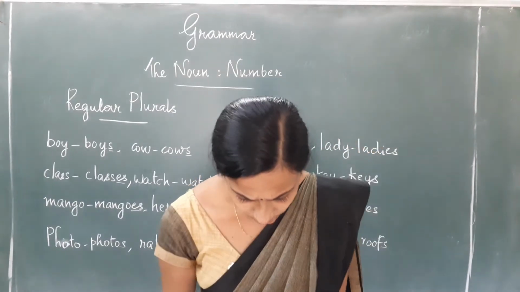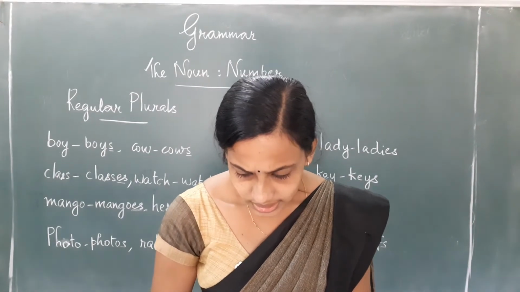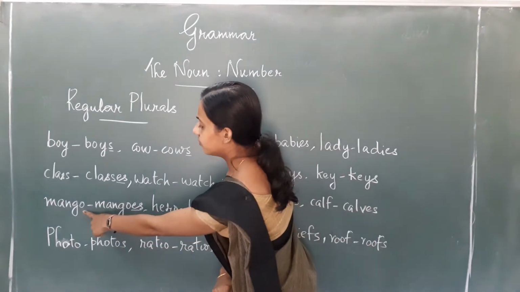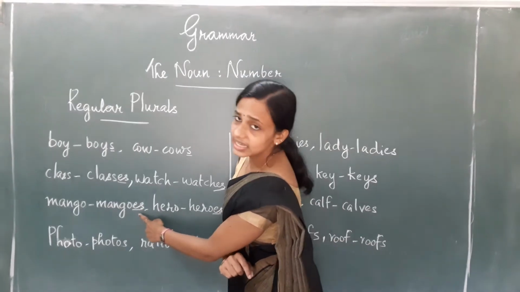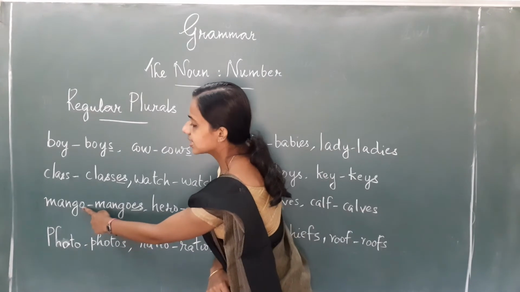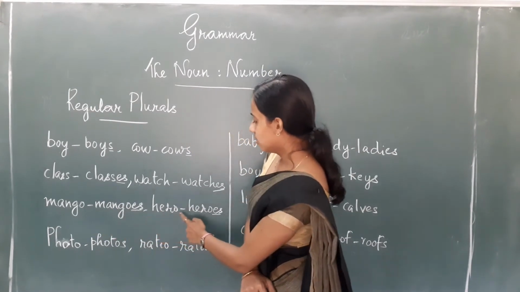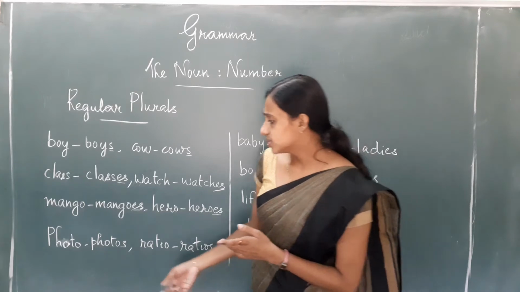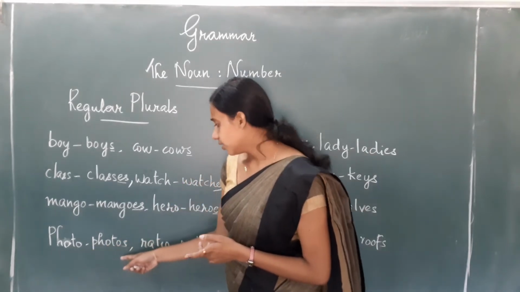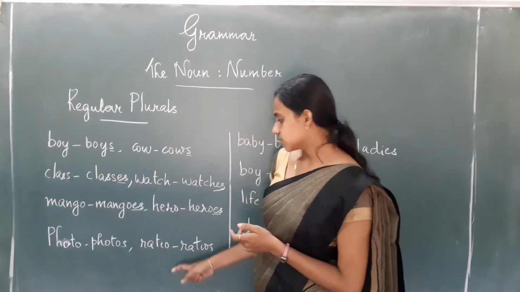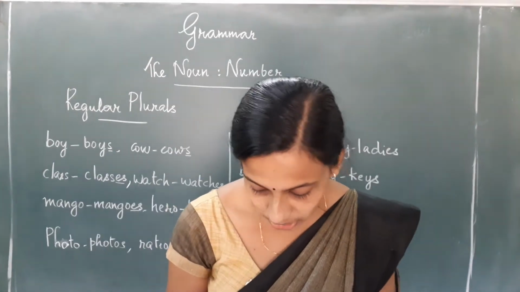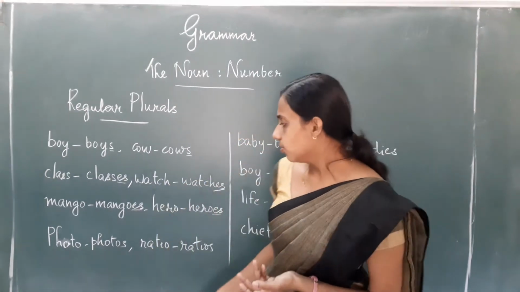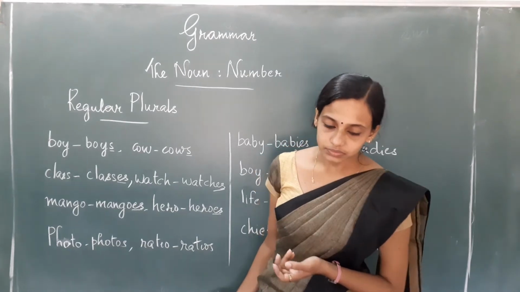Okay. Moving on to the fourth one. Some nouns ending with O, we will only add S. For mango, which ends with O, we added E and S. For hero, which ends with O, we added E and S. But for some nouns ending with O, we only add S. Photo, photos. Ratio, ratios. Memento, mementos. Stereo, stereos. Piano, pianos. Radio, radios. We will just add an S.